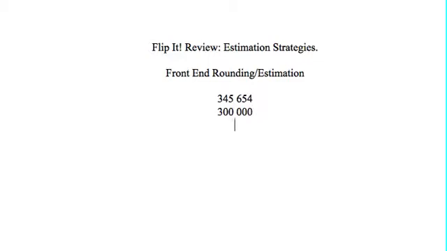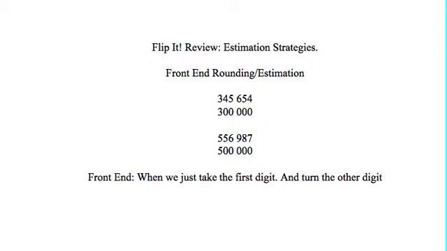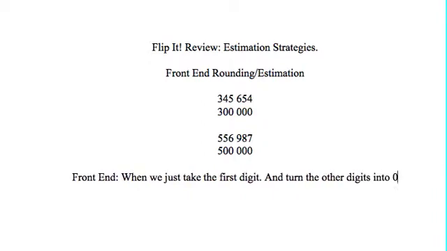turns into 300,000. Another example of that would be 556,987. It's going to also turn into 500,000. And I know that might be a little confusing with the 5 here, but all we ever do is front end rounding. Front end rounding is when we just take the first digit and turn the other digits into 0. So that's front end rounding.